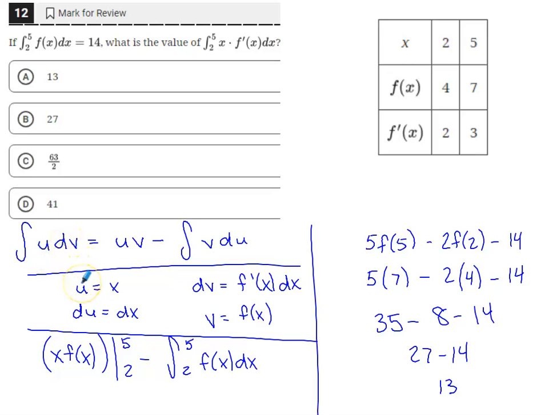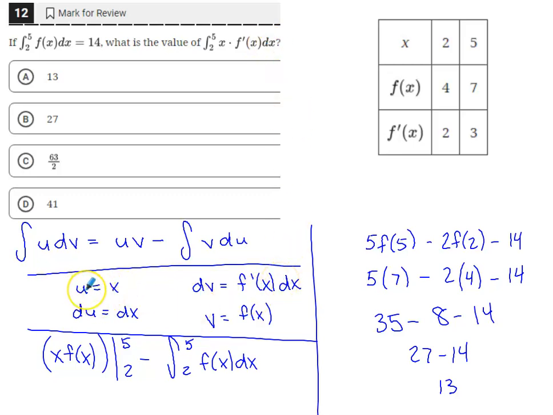Typically what we want to do is let u be the thing that has a nicer form when we take its derivative. So of these two components, x and f prime, x has a much nicer derivative than f prime does. If I was to let u equal f prime, I don't have any information here about f double prime. So that's another reason why I think in this case it makes sense to let u equal x. And then that means dv is going to be the remaining portion of the integrand, including the dx.